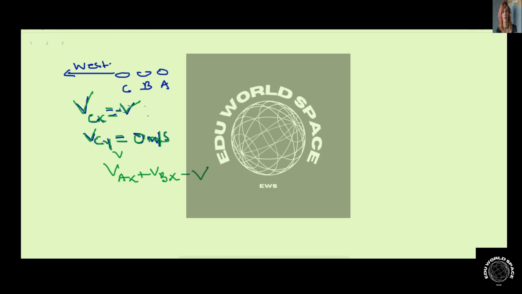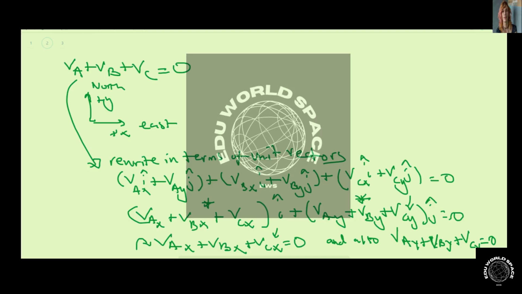So Vcx is negative v. So we have Vax plus Vbx plus Vcx equals 0. But this one is negative v, so that changes that to 0. And so Vax plus Vbx equals v. And then also we have this part, ay, by, and cy.